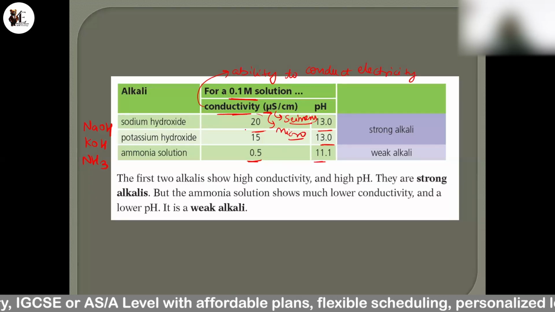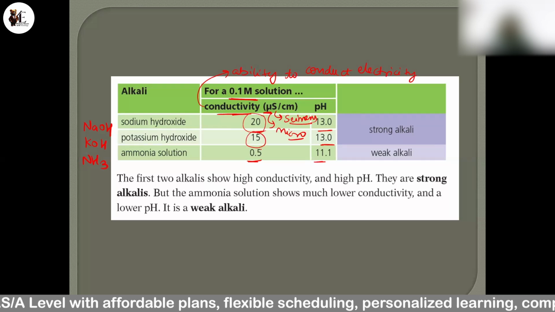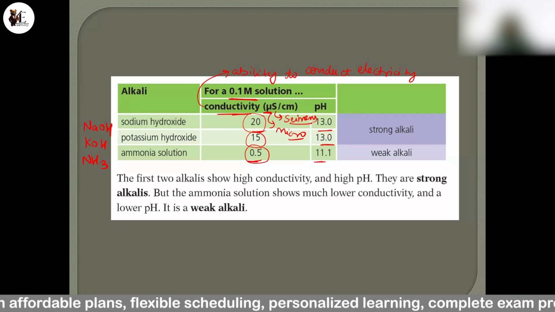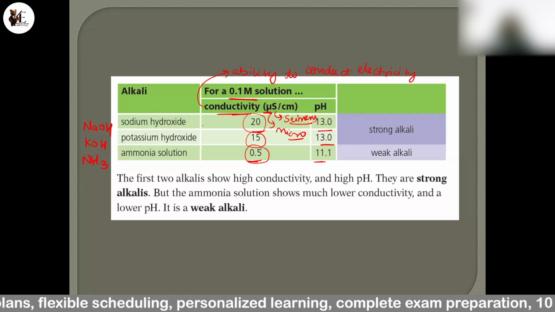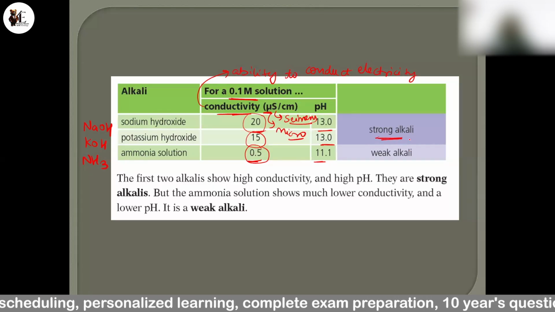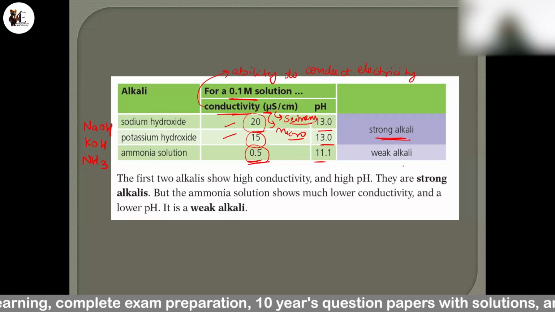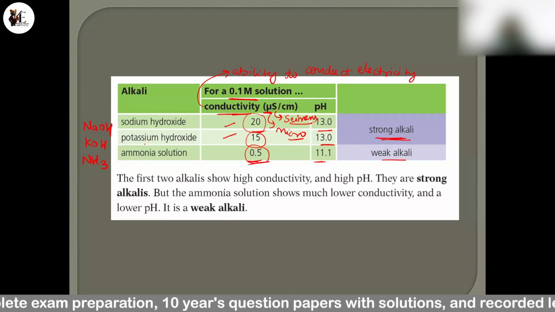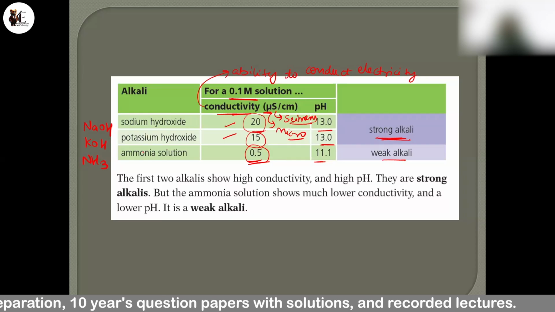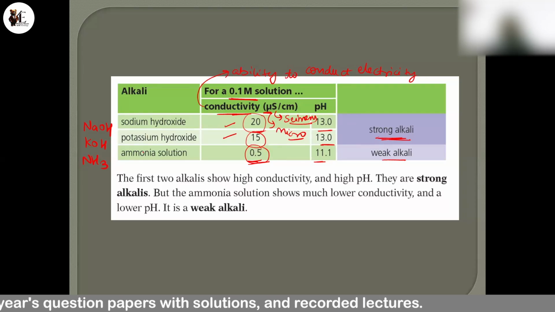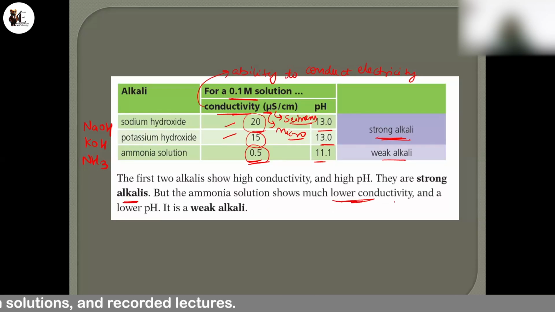Sodium hydroxide conductivity is higher than potassium hydroxide, and ammonia solution conductivity is very low. pH, you know what pH is. Sodium hydroxide and potassium hydroxide are strong alkalis because their conductivity is higher, but 0.5 is very low, so ammonia is a weak alkali. Sodium hydroxide and potassium hydroxide show higher conductivity and higher pH, so they are strong alkalis, but ammonia solution has lower conductivity and a lower pH. That's why it is a weak alkali. So you can differentiate on the basis of pH and conductivity.